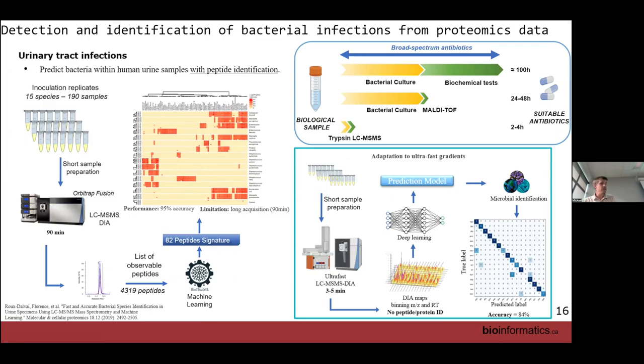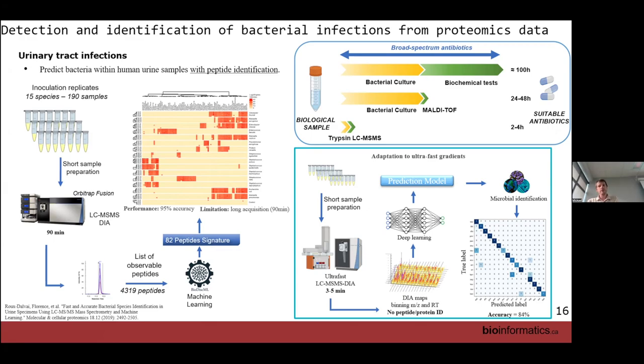This is an example of an application that has been led by Florence in the lab. The goal was to skip the bacterial culture when you have a urinary tract infection sample. By using LC-MS/MS, we wanted to see, from the list of observable peptides from bacteria within samples that have been inoculated within urine, if we were able to find specific signatures within the original data. And with machine learning, when we added the peptides, it was great. We ended with a 95% accuracy signature, but it was a 90-minute run, so it's very long.